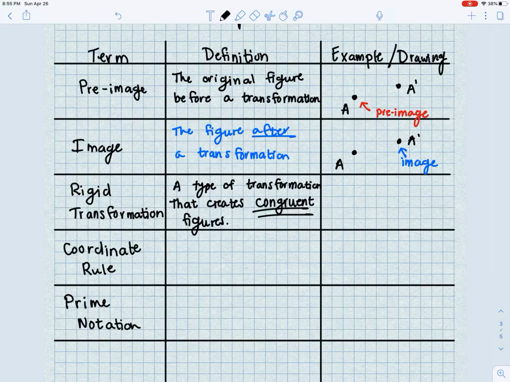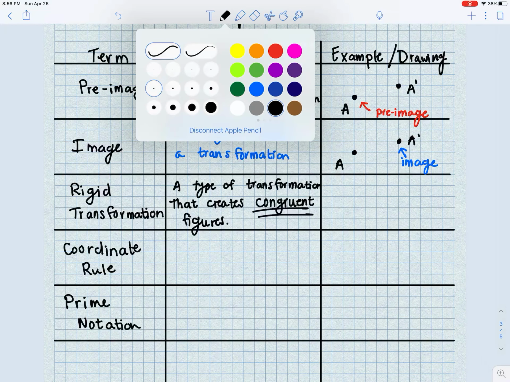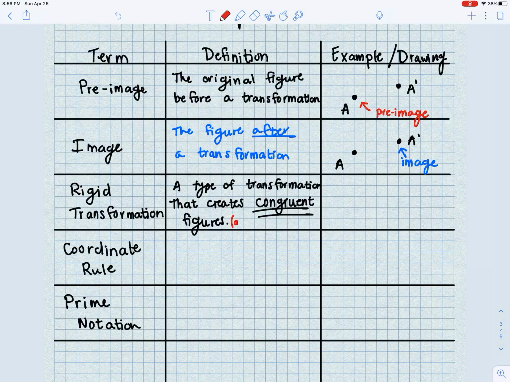This is why we call them rigid transformations, because they create congruent figures. What does congruent mean? Remember that congruent means all of the measurements are the same, whether that be side lengths or angle measures. None of those things are changing. That's why we call them rigid, because they are not changing. If you can fit that in somewhere: angles and side lengths, running out of room here, no change.